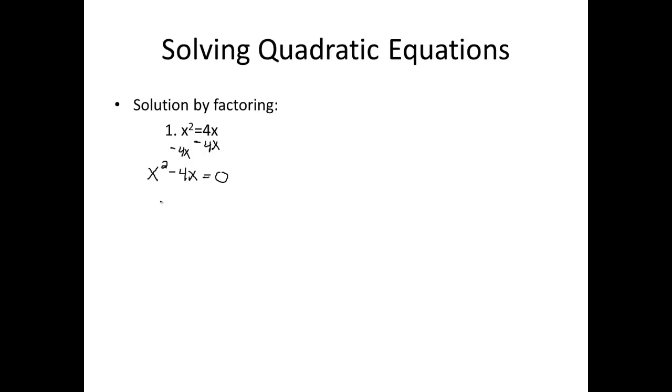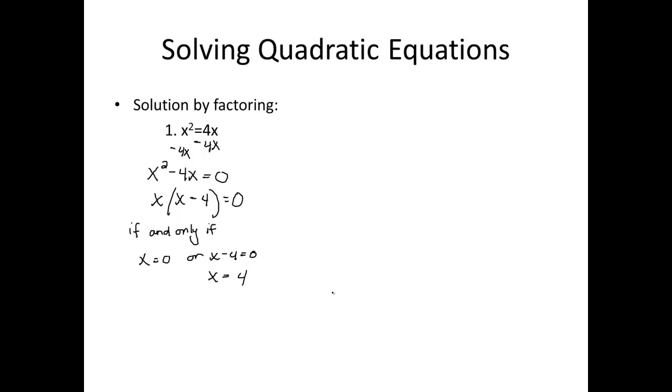X squared minus 4x can be written as a product by taking out the common factor of x in both terms, leaving x minus 4 as what remains after you remove the x. So we now have x times x minus 4 equals 0. Now the product of two numbers is 0 if and only if one of the individual numbers is 0. So either x is 0 or x minus 4 equals 0, and that leaves us with the answer x equals 0 or x equals 4.